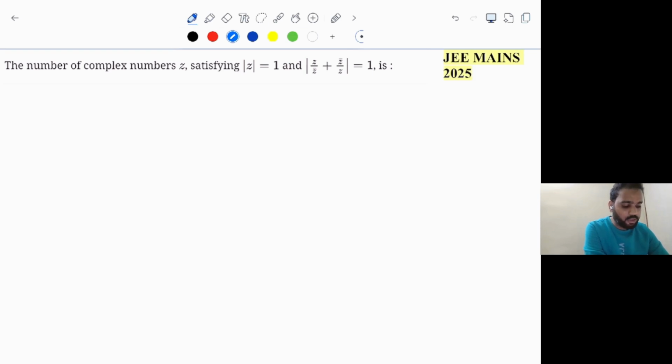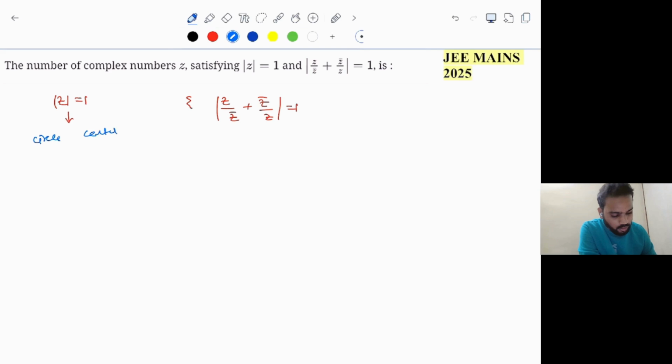The number of complex numbers z satisfying the equations. Let's take the first one: mod z equals 1. And one more equation is given as z divided by z bar plus z bar divided by z equals 1. So we have to find out how many complex numbers z will satisfy both the equations simultaneously. For that, first let's analyze equation 1, that is mod z equals 1, which is very simple. Mod z equals 1 is clearly a circle with center 0 comma 0, whereas radius is equal to 1. This is very simple.